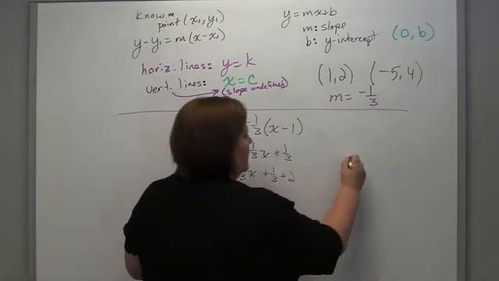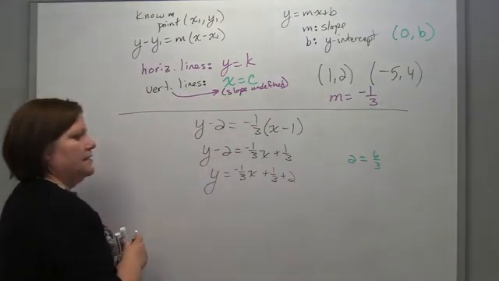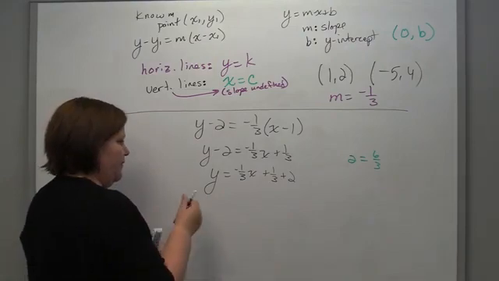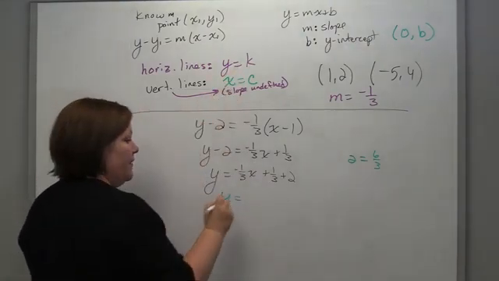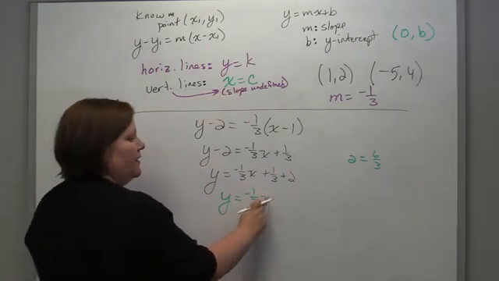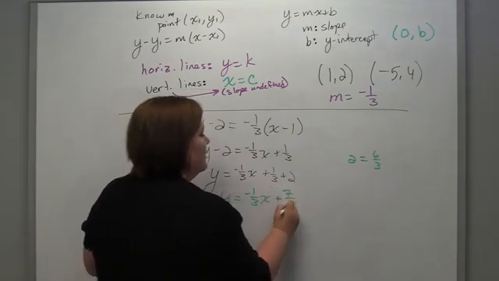2 is the same as 6/3. And so in slope-intercept form, our answer is y equals negative 1/3 x plus 7/3.